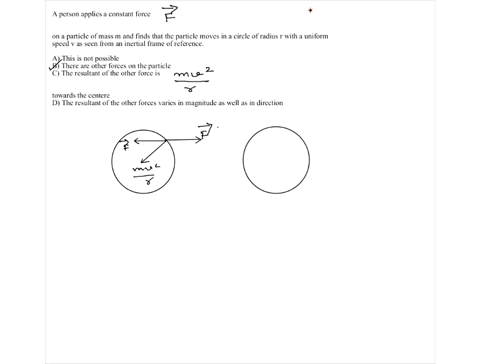And the answer is the magnitude should change because the angle between them is changing. Say for example, some point here. Now what will happen? mv square by r will be like this, where one F will be this, the other F will be this. As far as the other forces are concerned, this F and this mv square by r, this angle has changed. It is different from this. Now you understand why the magnitude will also change. D is correct. So B and D.